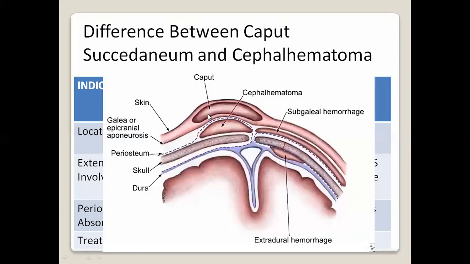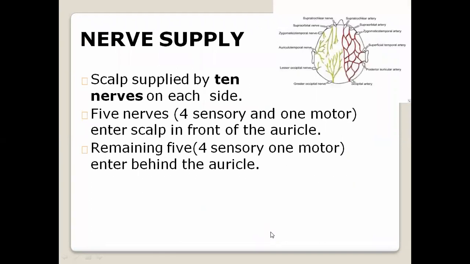So you can see the picture here. This is the caput succedaneum crossing the suture line. This is a cephalhematoma. See, it is limited to one side of the skull. I think you are clear with this.